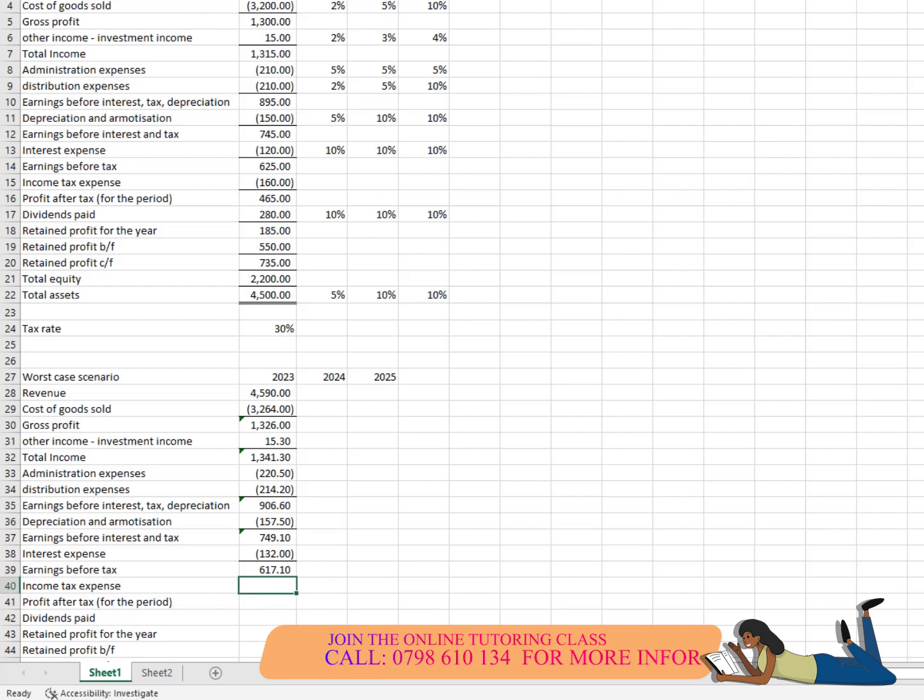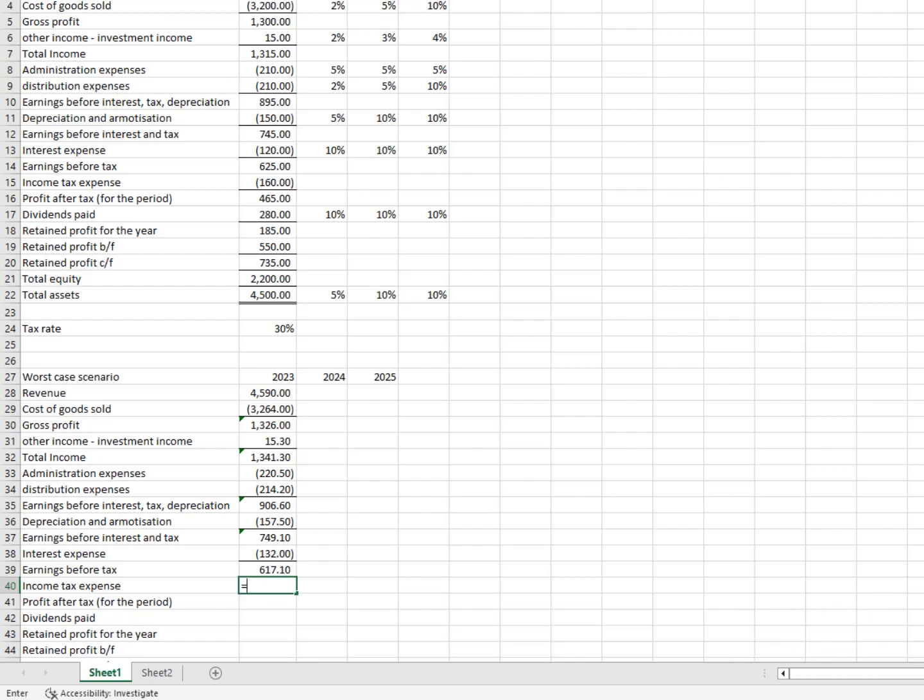So we are told that the income tax is at 30%. So what do we do? We click equals, and then remember we are showing our negatives as negative as opposed to positive. So we say equals, and then we write a minus sign, and then you open the brackets, and then you type 30% multiplied by the earnings before tax. Close the brackets and hit enter. You can see this is the negative tax. The tax is negative.